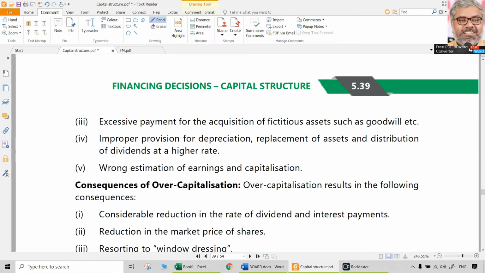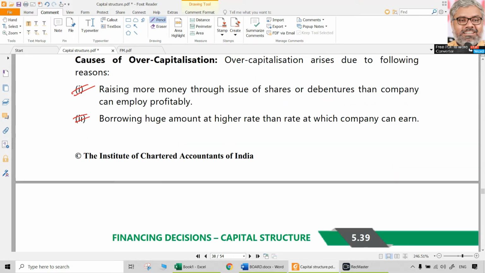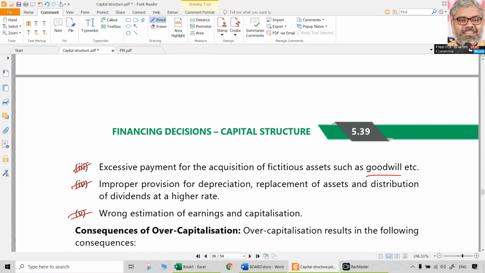Huge debts, big debts at huge rates of interest. Then excessive payment for acquisition of assets like fictitious assets, not actually fictitious but definitely intangible assets like goodwill, possible. That is one of the reasons. Improper provision for depreciation, replacement of assets, or even distributing dividends at very high rates, not retaining earnings properly. Wrong estimation of the earnings and wrong estimation of capitalization. So these are all possible causes for overcapitalization.